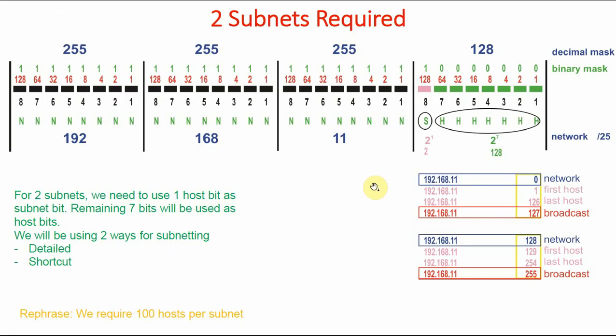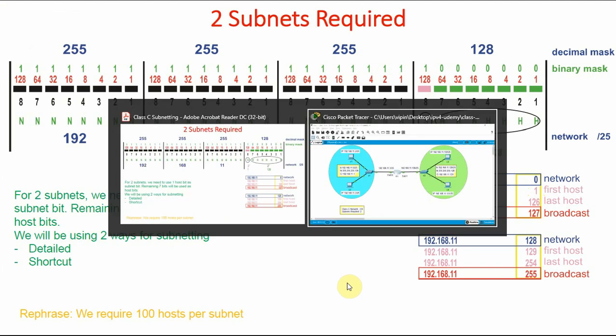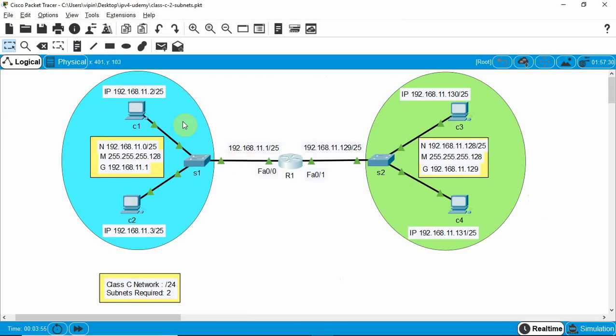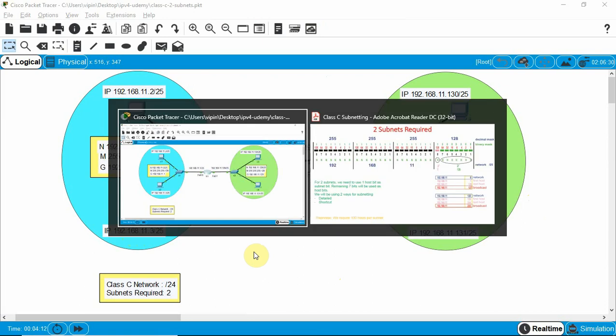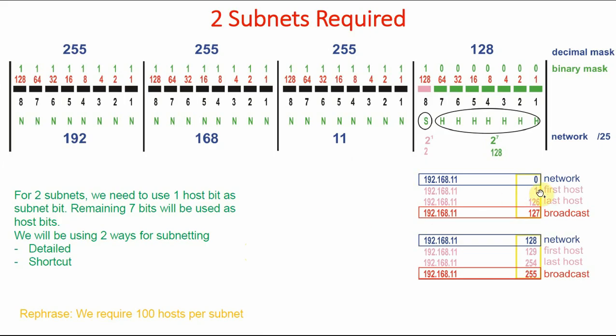If we talk about this, it is from 1 to 126. So in this example, we have given one system the address 192.168.11.2, which is a valid host, and to another system we have given the address 192.168.11.3, because this again comes under valid addresses, since from 1 to 126 you have valid hosts.